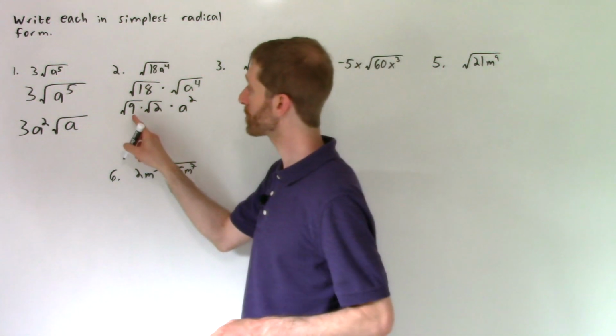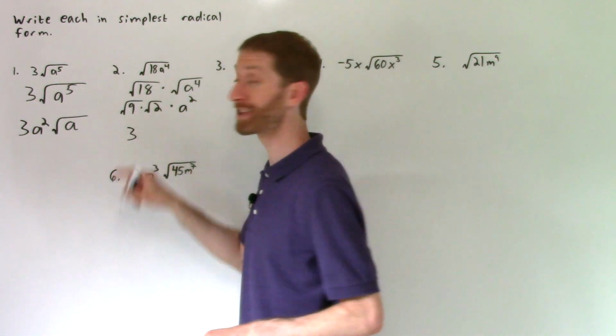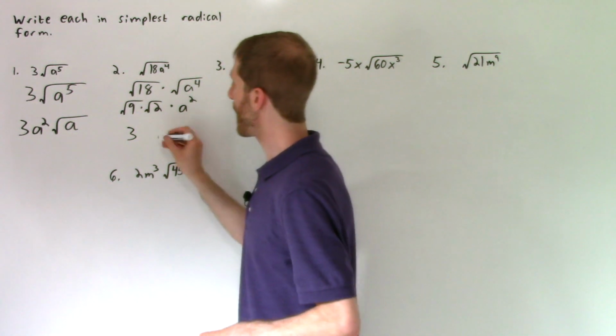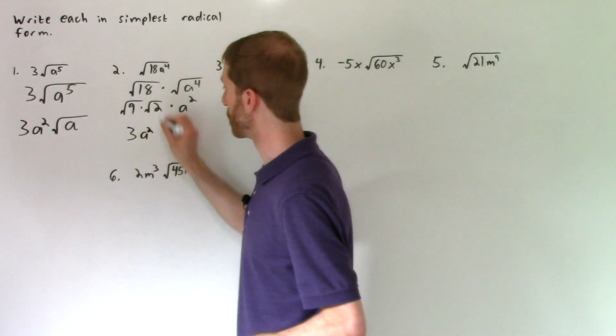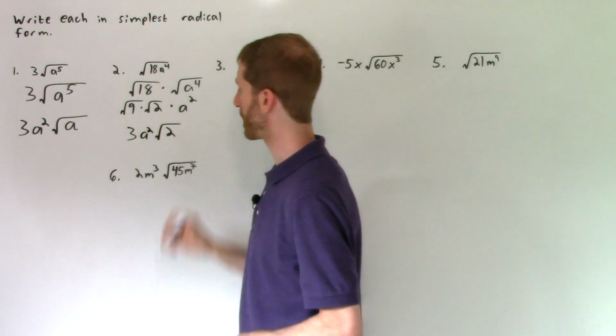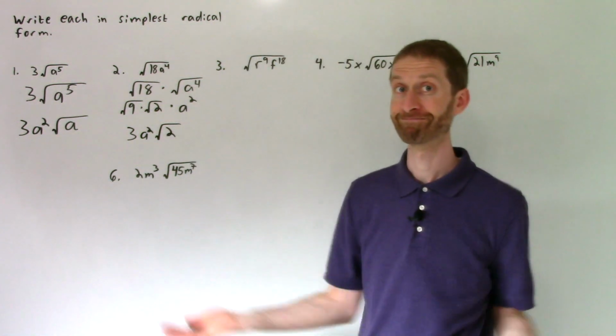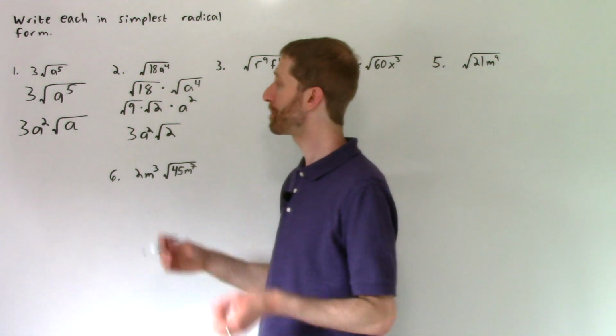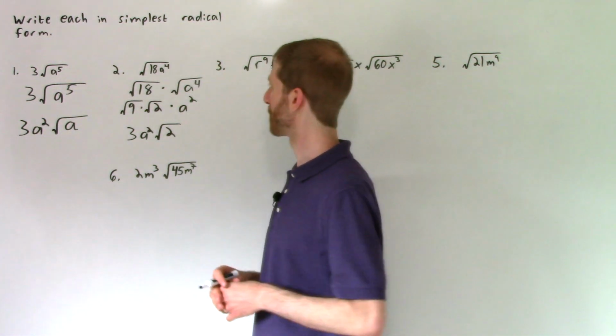Now we simplify this. Square root of 9 is 3. That's on the outside of the radical, the square root. A squared is also on the outside of the square root. The square root of 2 cannot be simplified any further. There are no perfect squares in it. That's it. You go piece by piece and then smush it all together in the end with multiplication.